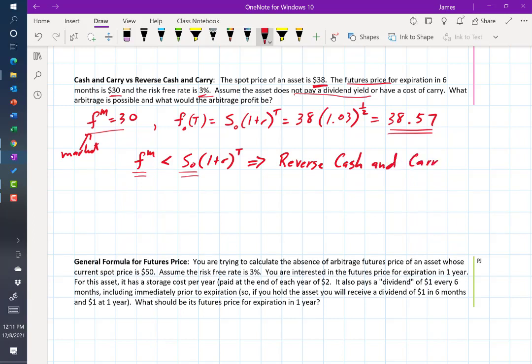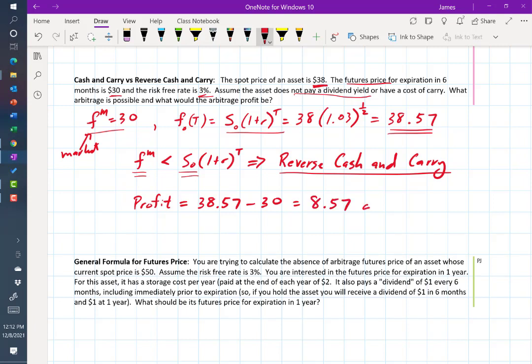So make sure you have the distinction between those written down in your notes, between cash and carry and reverse cash and carry. And what is our profit on this? Your profit is always just going to be the difference between our absence of arbitrage price and the price you see in the market. So it's going to be the $38.57 minus the $30, or $8.57 at expiration. Okay, so make sure you know cash and carry and reverse cash and carry.